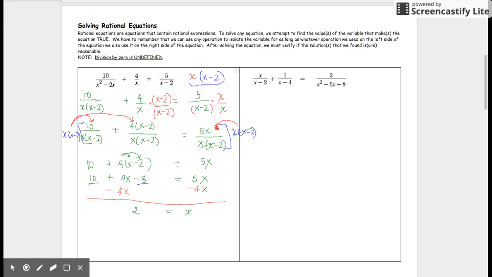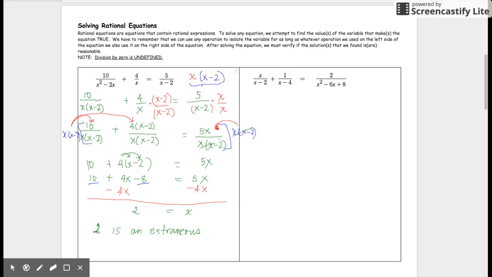But we have to verify if this answer makes sense. Does it make sense? Can x be equal to 2? Will x make the equation true? Now we notice that one of the denominators, x minus 2, will become 0 if we plug in the 2 into x. And we said division by 0 is undefined. So it is not possible for x to be equal to 2. So we say that 2 is not a solution. We'll say it's an extraneous solution.